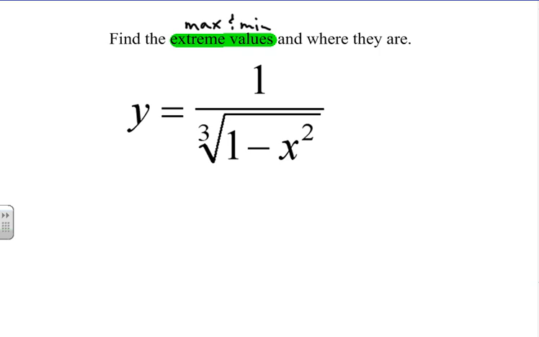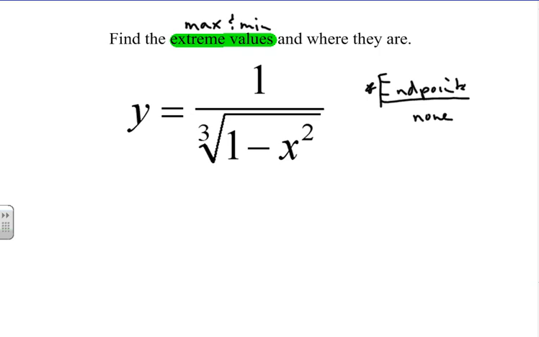Once again, when we're given a problem, we're asked to find where these absolute or extreme values occur. What we're going to do is identify the critical points and endpoints. First off, when we look at this problem, we try to identify whether there are any endpoints. This does not have an interval, and there's no closed interval, so in this particular problem there are no endpoints.